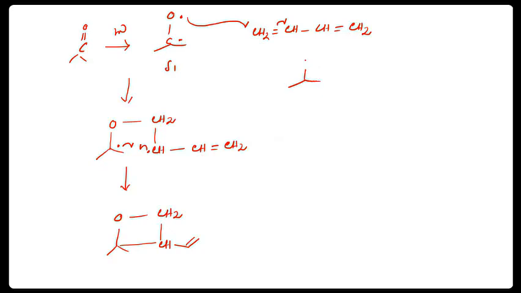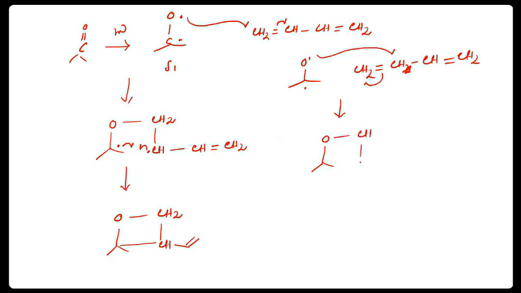After the formation of this radical, it may attack here. Then if it attacks here, we are going to have this radical, CH. Now we will have bond formation. That's why we get these two products.